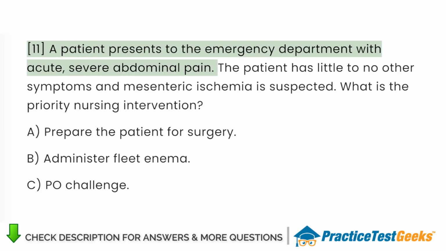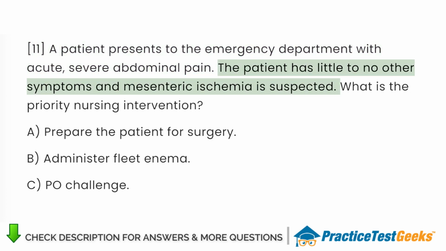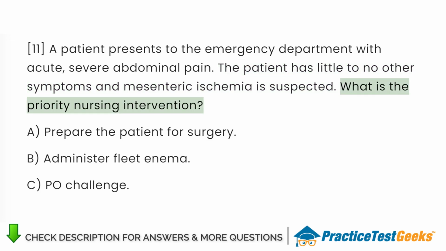A patient presents to the emergency department with acute, severe abdominal pain. The patient has little to no other symptoms and mesenteric ischemia is suspected. What is the priority nursing intervention? A. Prepare the patient for surgery. B. Administer Fleet enema. C. PO challenge.